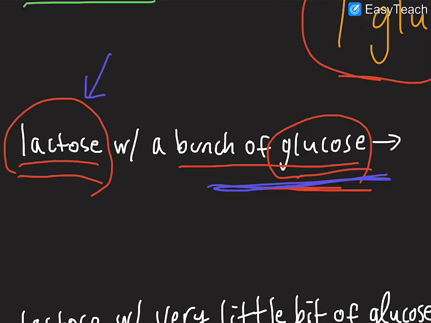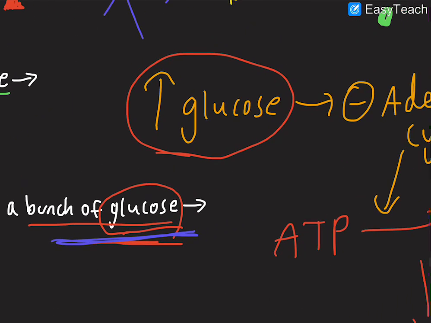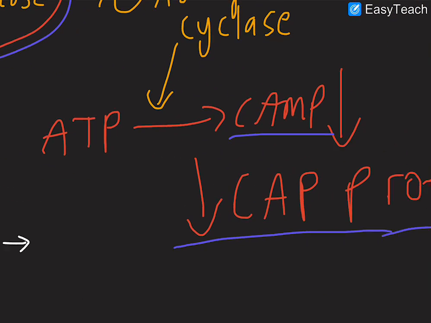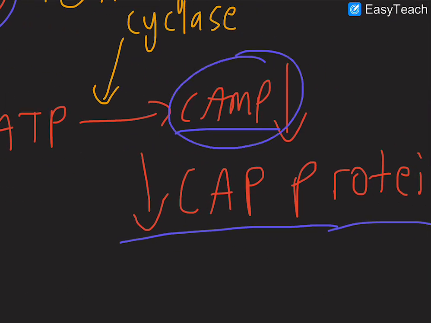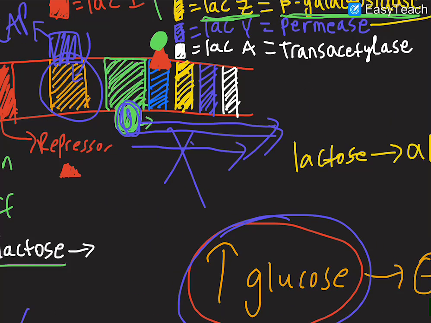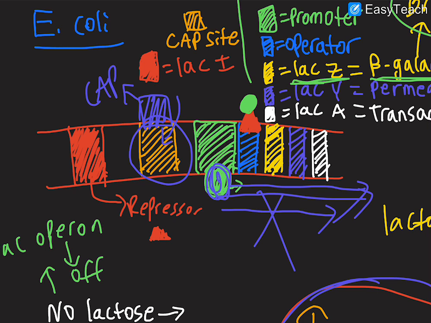But the thing is, right, so what do we say here, right? We have a lot of glucose, okay? That means we're going to have very little cyclic AMP, means very little cap proteins. If you have very little cap proteins, you won't have cap proteins binding to the cap site. That means that RNA polymerase will not express these genes, right? It will not transcribe these genes, which means Lac operon will be off.